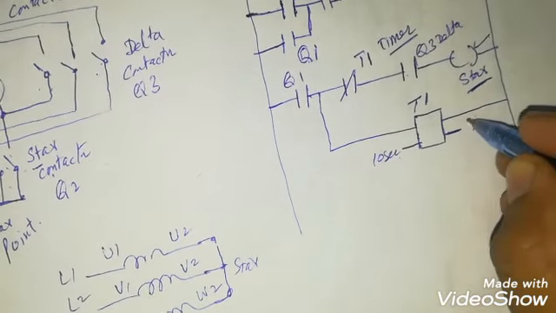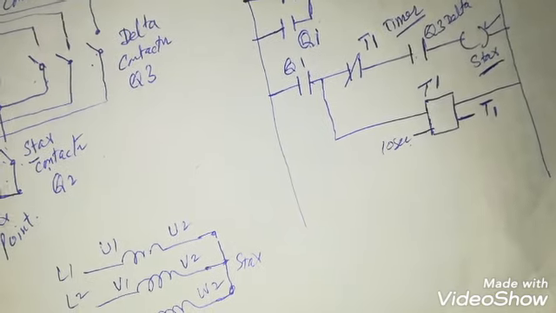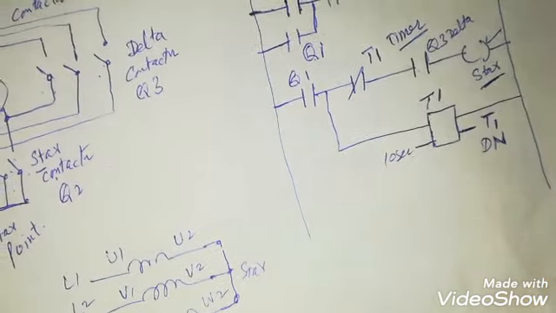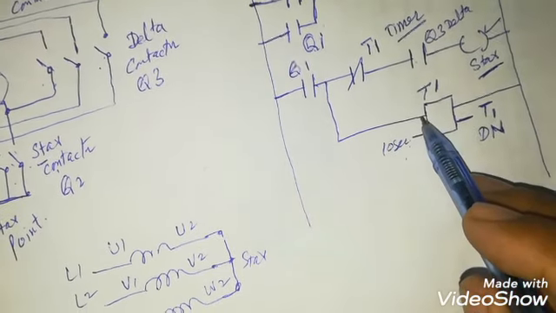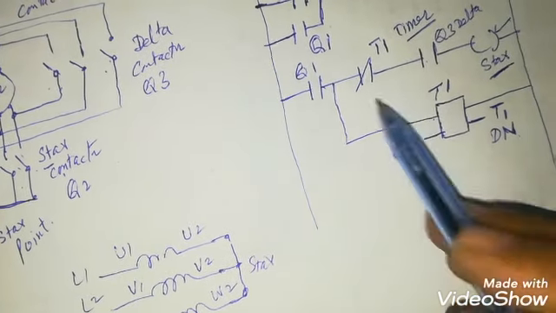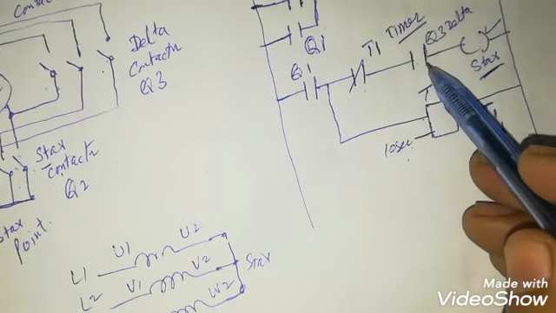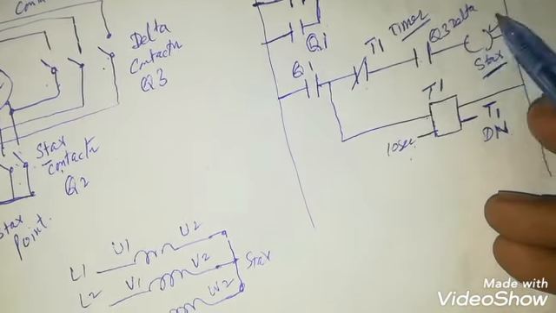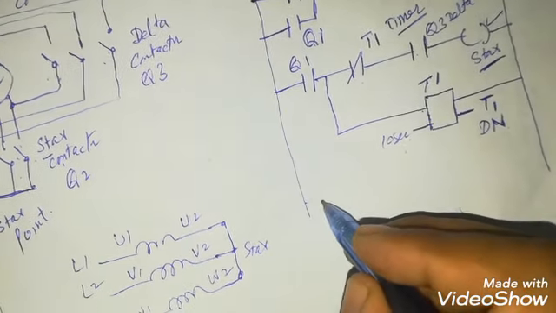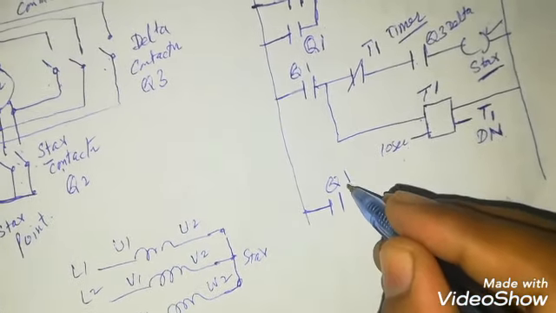After the 10 seconds, the done bit of T1 will energize and it will energize our delta, and our motor will run in the delta connection. So we will use this timer, which we have given a tag T1. For 10 seconds this T1 is okay, Q3 is not energized, and our star is energized and our motor will run in the star connection.